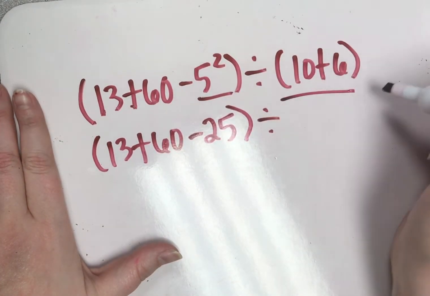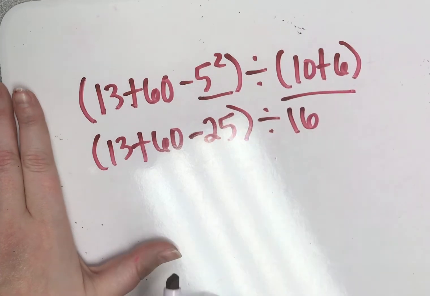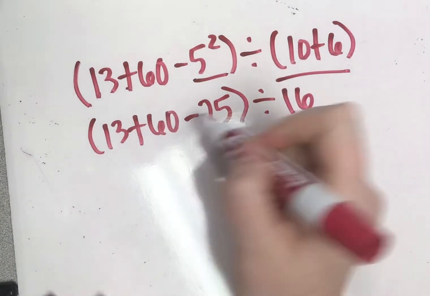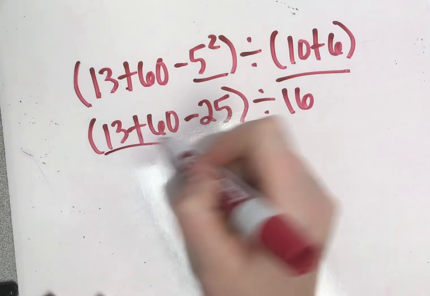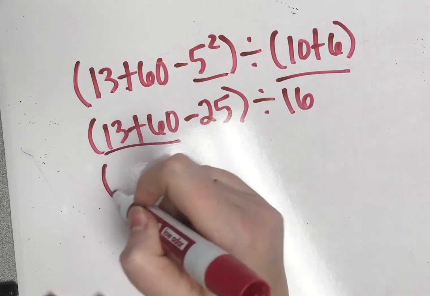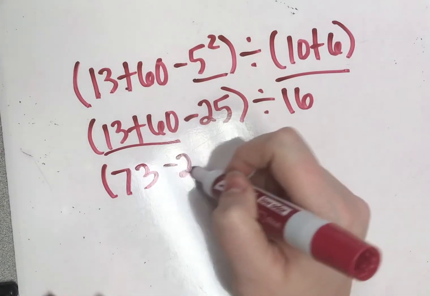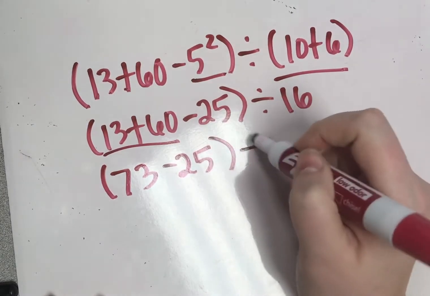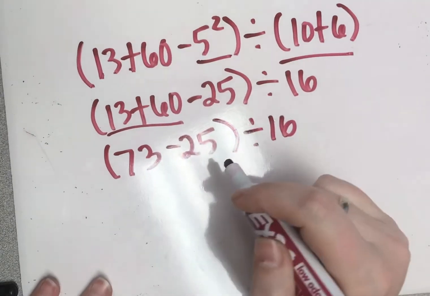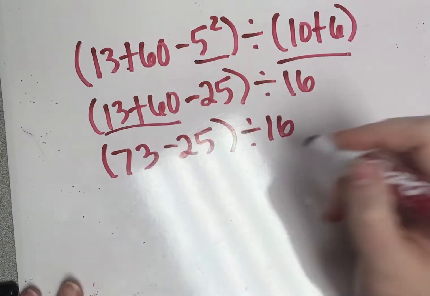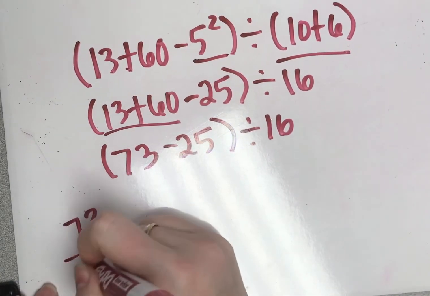And I'm going to go ahead and solve this because it's separate. Okay, now add first and then subtract, right? So 13 plus 60 would be 73 minus 25 divided by 16. So 73 minus 25. If you don't know, go off to the side and subtract.